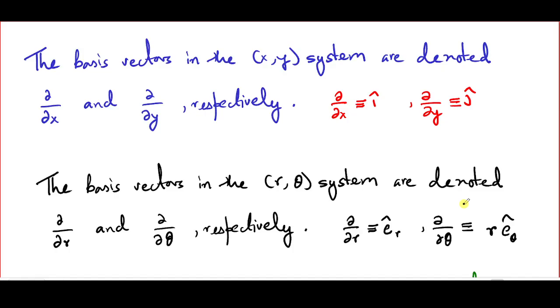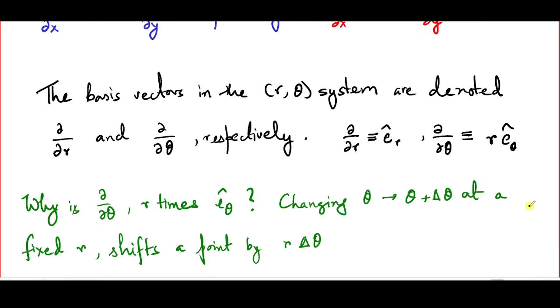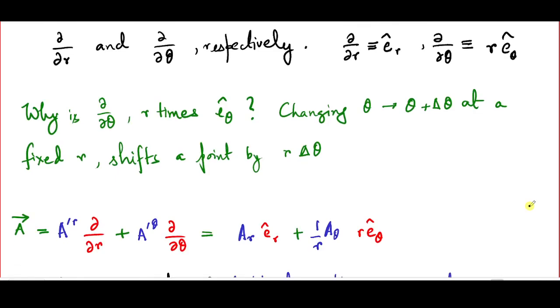So the identification is pretty straightforward. In the xy coordinate system, the basis vectors that you use, despite this perhaps unfamiliar notation of del x and del y, are nothing but i and j. In the r theta situation, the basis vectors that you are using actually are not e_r and e theta, they are e_r and r times e theta respectively. This difference is simply because when you change theta, you move the point not by delta theta but by r times delta theta.